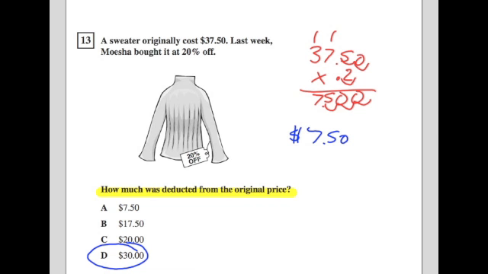And this is why these problems are really tricky, is because they will ask you different things. You will see another problem on here that we're going to go over that is the same type of problem, but this time it does ask us what was the final price. In this case, it doesn't. It's asking us how much was taken away by 20%, and we know that $7.50 was the amount that was taken away. The correct answer here is not D, but it is A.